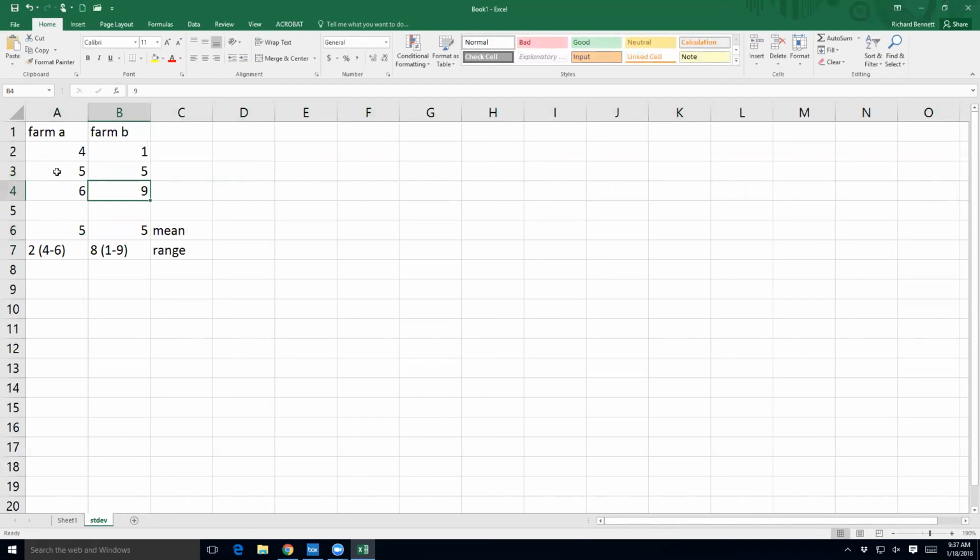Now, if we add a third potato, at farm A, I add one that's 5, and at farm B, I add one that's 5. So you can see the mean doesn't change at all. It's still exactly the same. And the range also doesn't change. So the range isn't very resistant when you add more data. So a better measure of dispersion would be what we would call the standard deviation. And the definition that I like to use is the average distance from the mean.